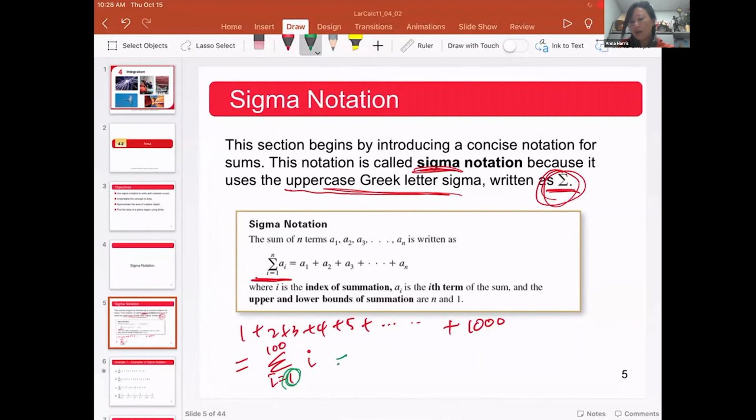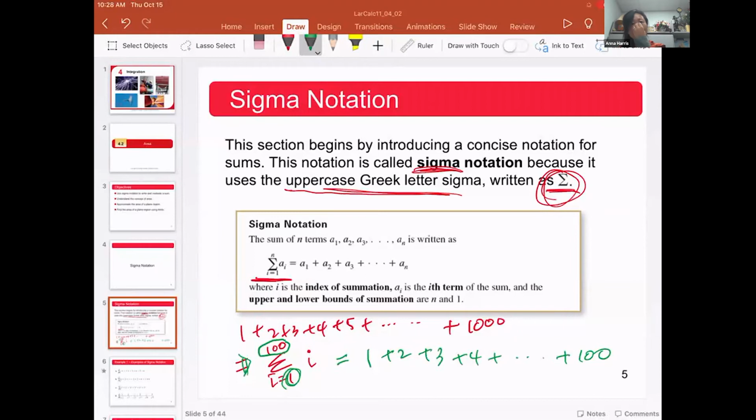The very first number, I'm going to put 1. What's after 1? That's a 2. What's after 2? That's a 3. What's after that? 4. I keep going, and then when do I stop? It says this is 100, and I will stop at 100. That's what sigma means.